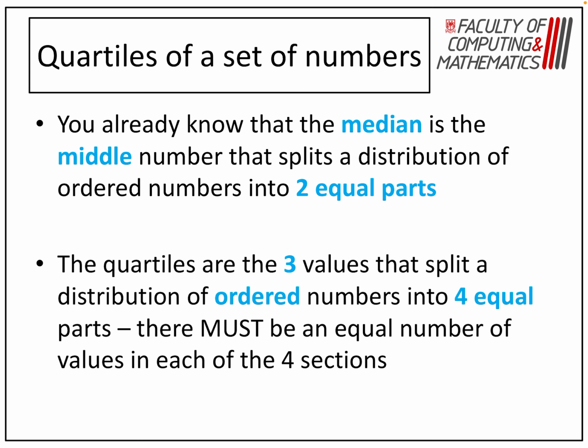When it comes to quartiles, which you'll probably recognize from the word, if you pick out the fact that it kind of sounds like quarters, what we're actually going to be doing is getting the three values that split the distribution of the ordered numbers into 4 equal parts, because it's quarters. There must be an equal number of values in each of the 4 sections. Just like you would do with the median, you have the same amount of numbers either side of the median.